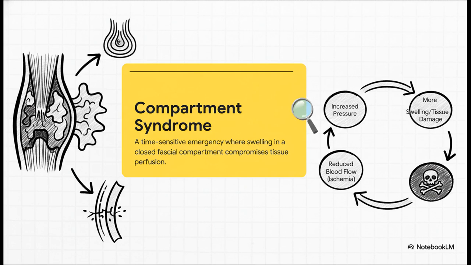So an injury causes swelling or bleeding inside one of those tight, unyielding fascial compartments in a limb. This cranks up the internal pressure, which then starts to choke off the blood supply. The resulting ischemia makes the tissue swell even more, which drives the pressure even higher. And this cycle just spins faster and faster until the muscle and the nerve inside that compartment die.